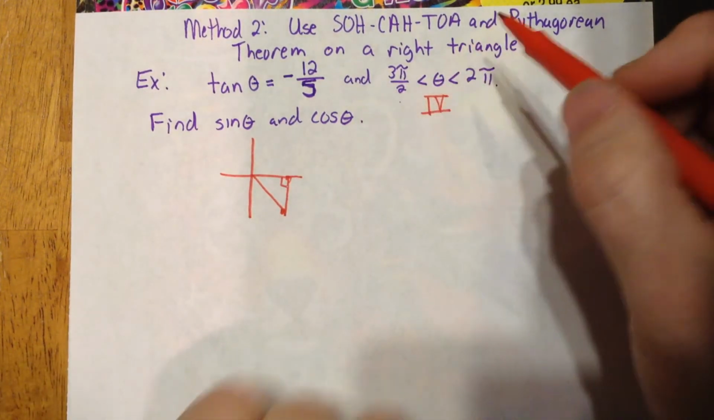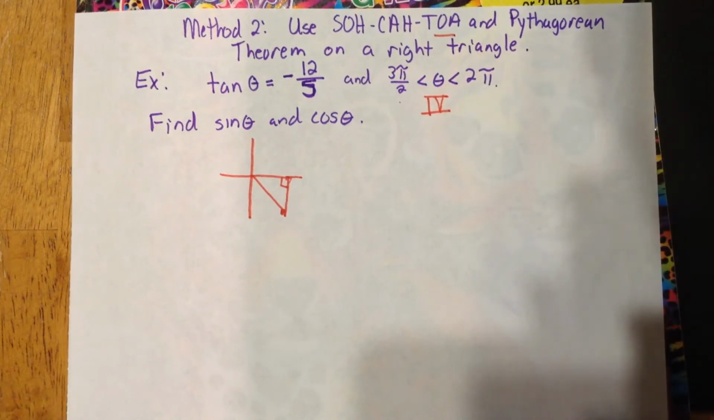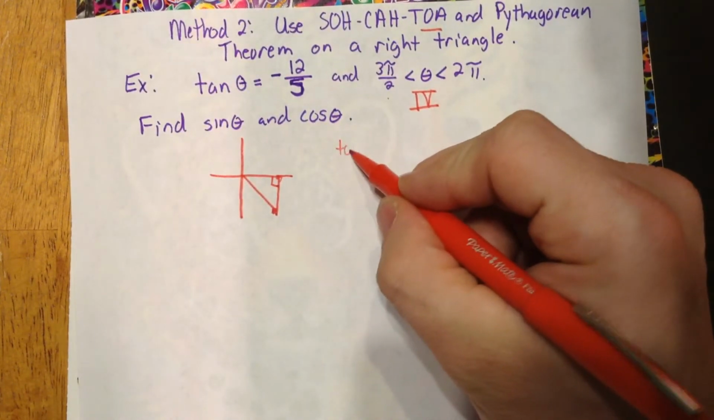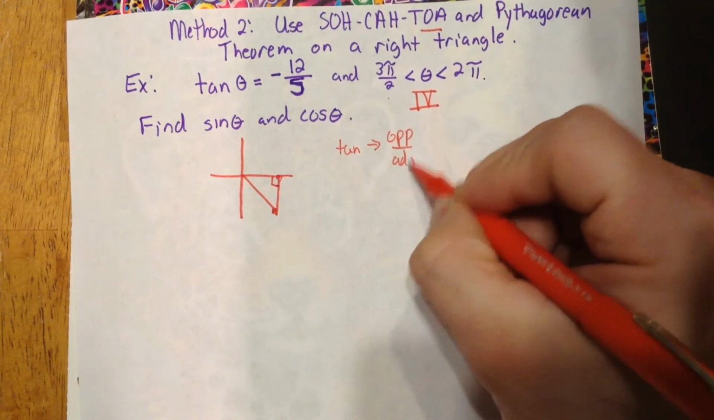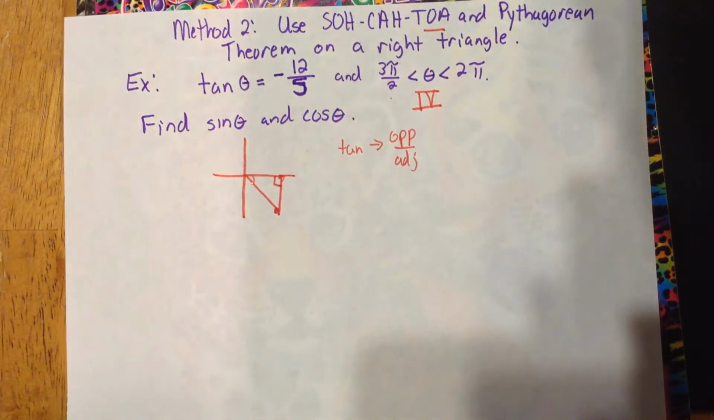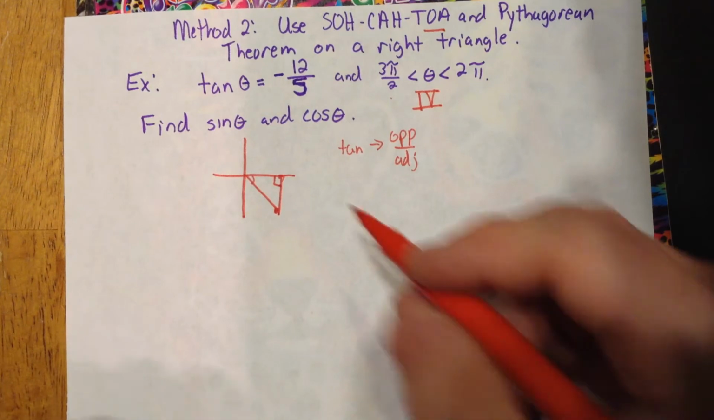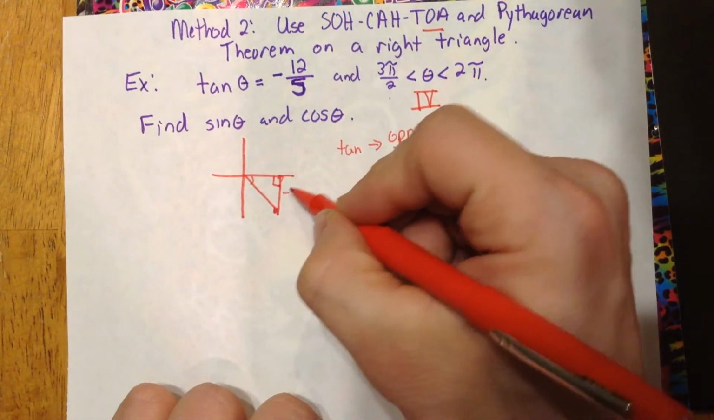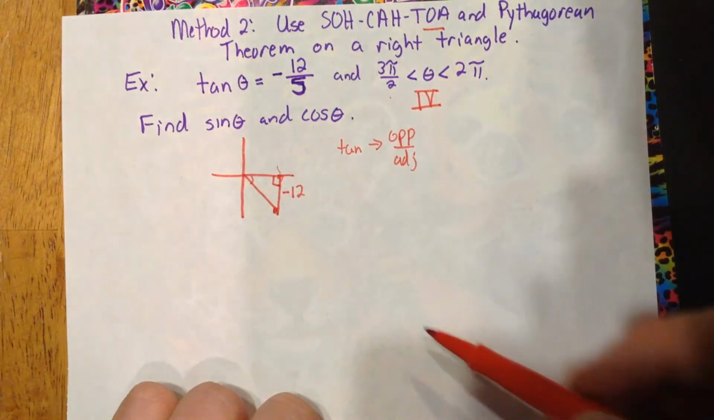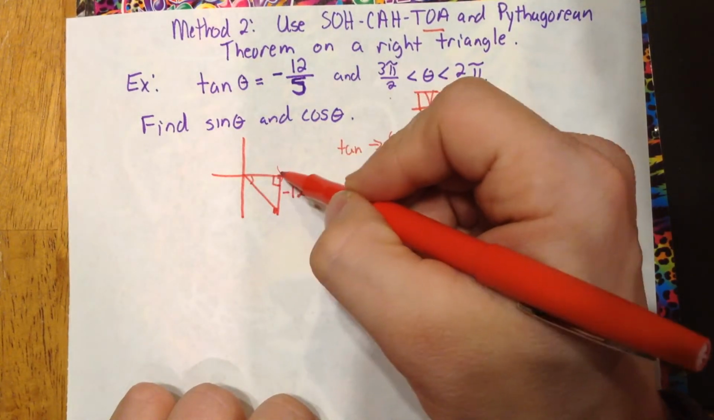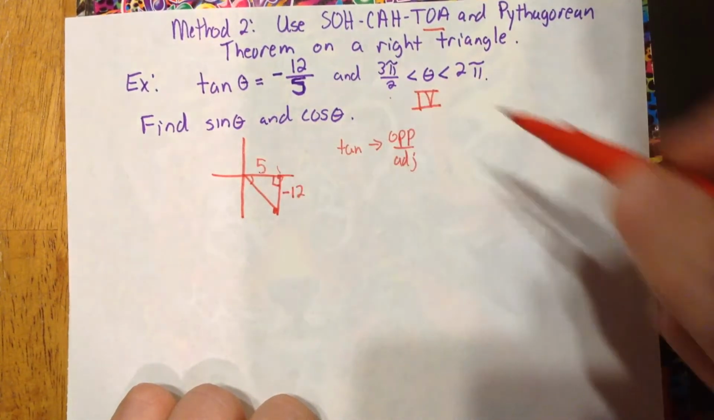Now, tangent is opposite over adjacent. The angle is always based off the x-axis. We don't know what it is, but the opposite will be negative 12, and it's negative on the top because we're going downwards here. The adjacent will be right there. It'll be a positive 5.